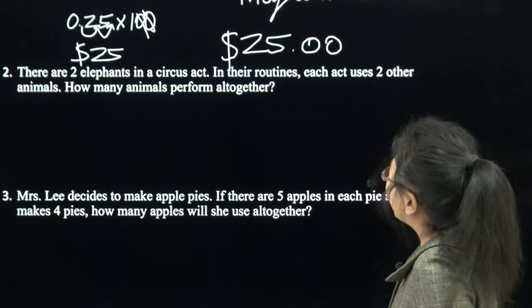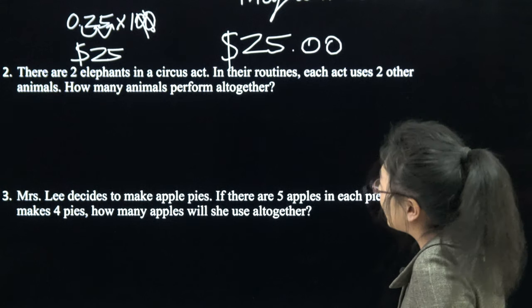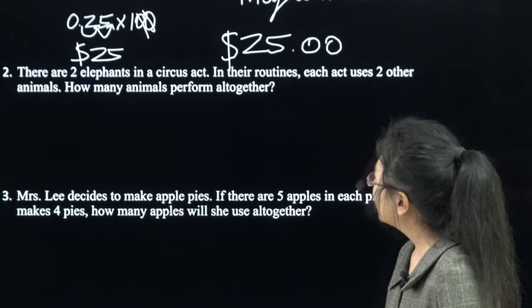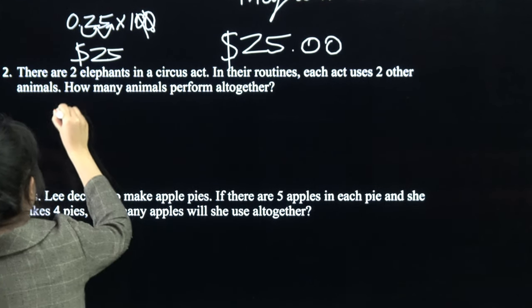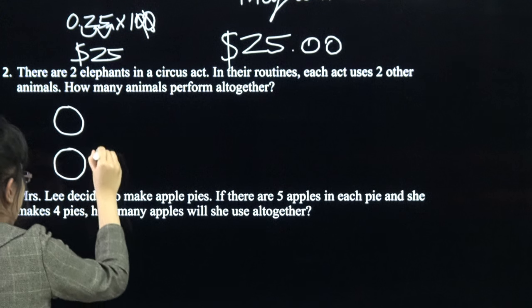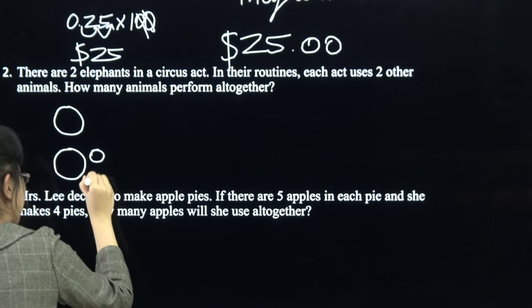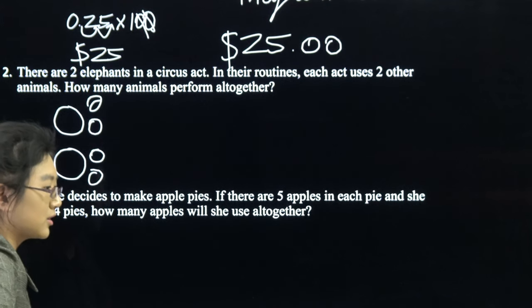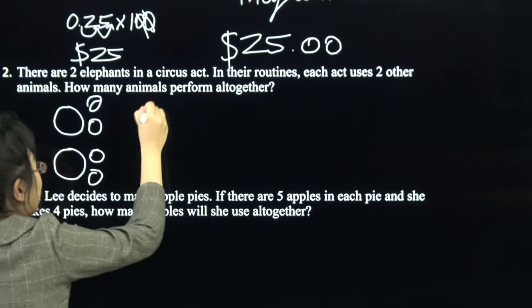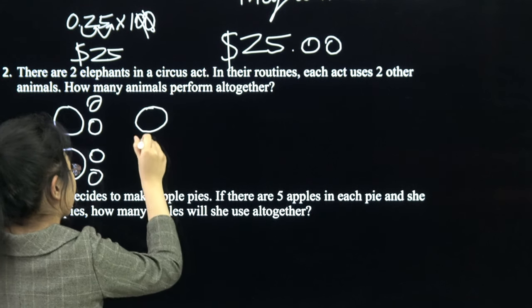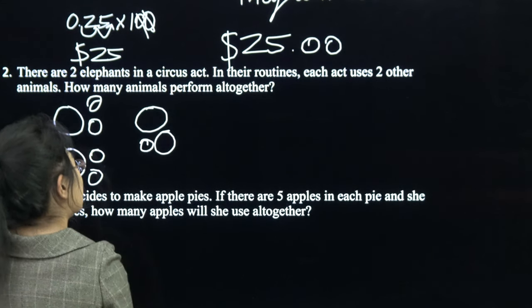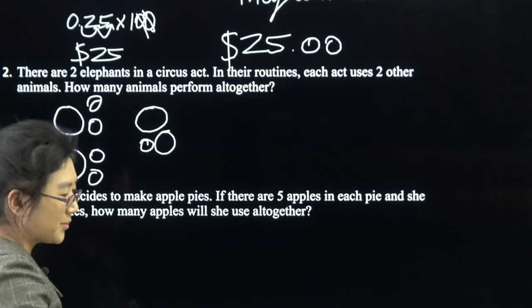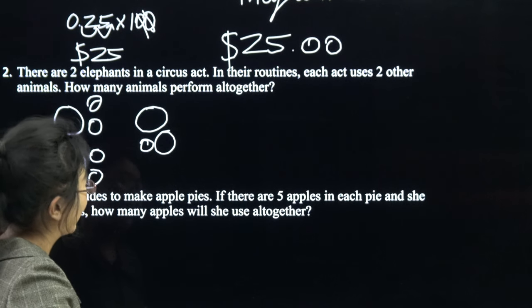There are 2 elephants in a circus act. In their routines, each act uses 2 other animals. How many animals perform all together? Well, it means that there's 1 elephant in each routine, and there's 2 other animals that perform with the elephant. Or at least, that's what it's supposed to mean. For all we know, it can mean there's an elephant, and then the 2 other animals is another elephant and another animal. So that could be just 3 animals. If it was a trick question, it'd be anywhere from 3 animals to 6 animals, so yeah.